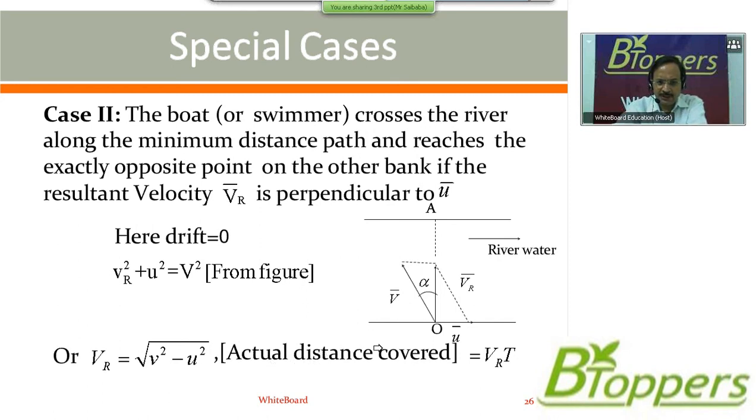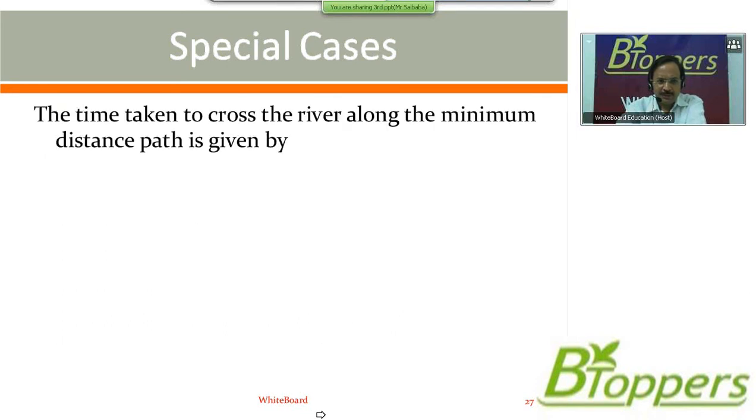So in general, the actual distance covered by the boat while crossing the river, you can write as magnitude of the resultant velocity into time taken. In this case, the actual distance covered by the boat while crossing the river is the same as the width of the river. Therefore, the actual distance covered you can write as D, and the magnitude of the resultant velocity is root of V square minus U square into capital T. So the time taken to cross the river along the minimum distance path is given by T equal to D by root of V square minus U square.